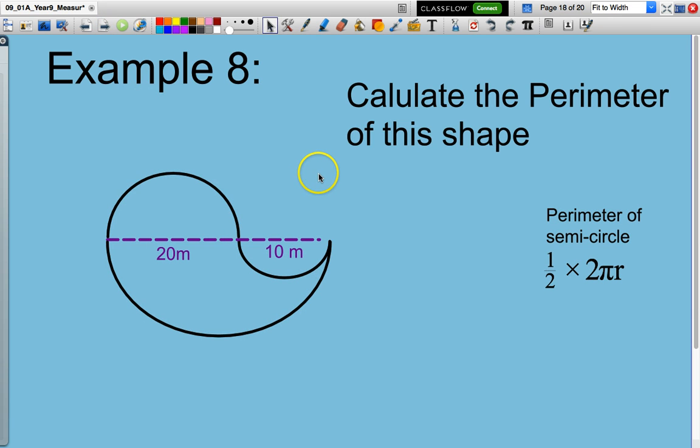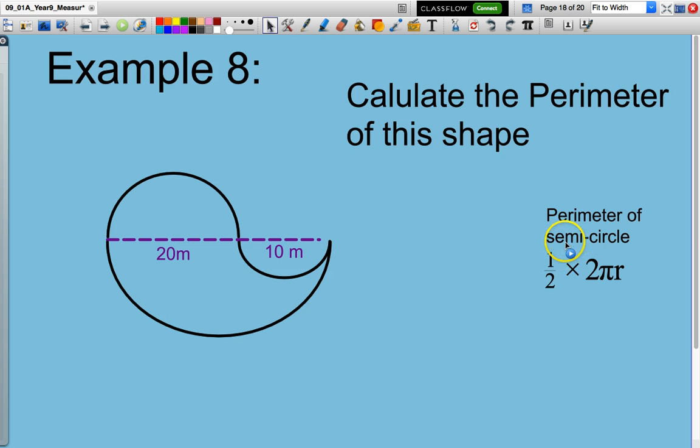And last one, calculate the perimeter of this compound shape. Well, if you have a quick look and just think about this for a second, there are 3 semicircles here. There is a semicircle here. There is a semicircle here. And there is a semicircle there. I need to calculate the perimeter of each one of these semicircles individually, then add those together, and that will give me the perimeter of this composite shape.